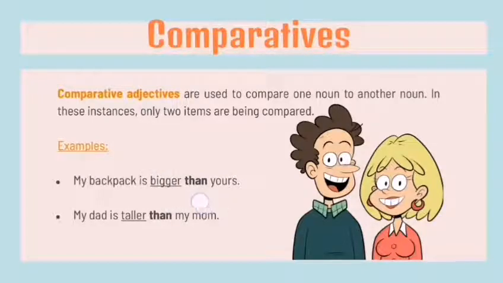Next, we have the word than. And at the end, we have the other noun that is being compared. In the second sentence, we have the same structure. First, the first noun that is being compared, verb, the adjective with its comparative form, the word than, and at the end, the second noun that is being compared. As I told you, the word than is going to help you a lot when you want to compare two things. Don't forget to use it.